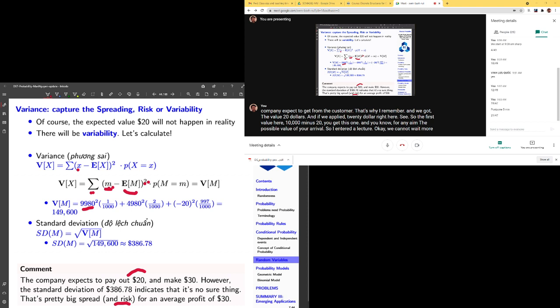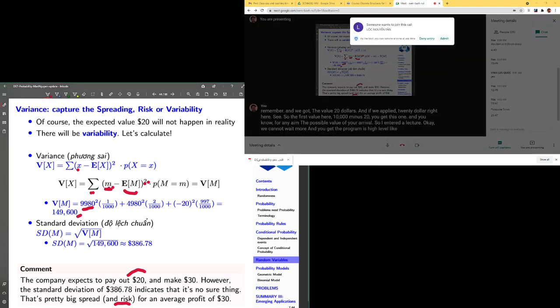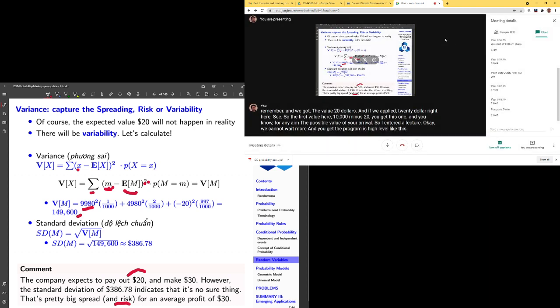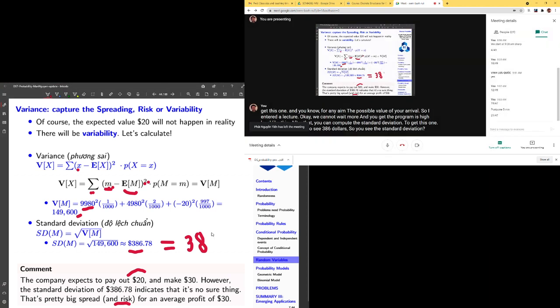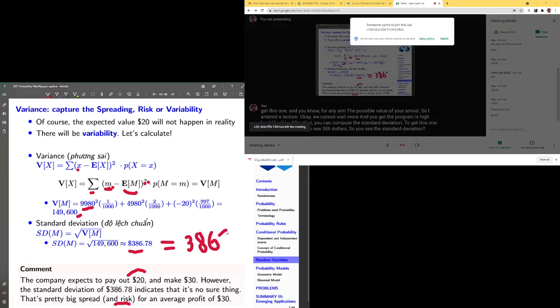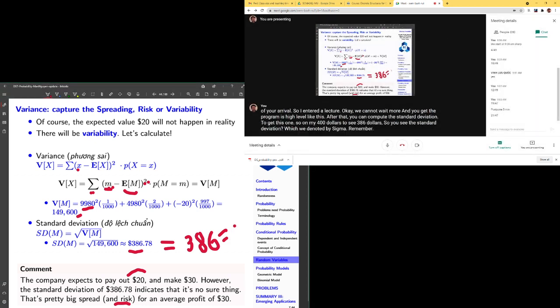And you get the variance is high level like this. After that, you can compute the standard deviation to get this one. So almost $400, you see, $386. So this is the standard deviation, which we denoted by sigma, remember? Sigma.